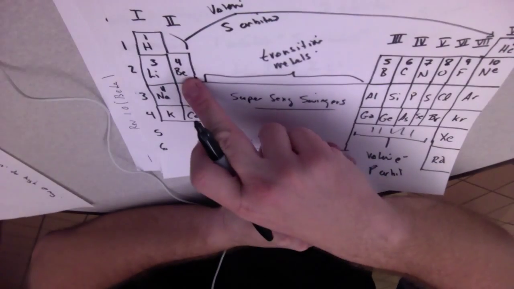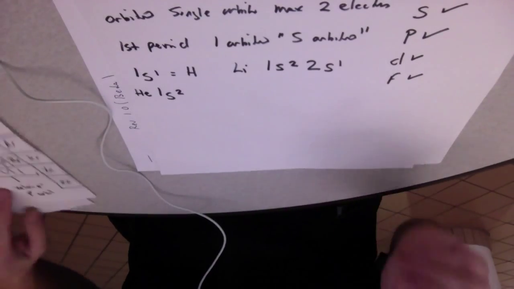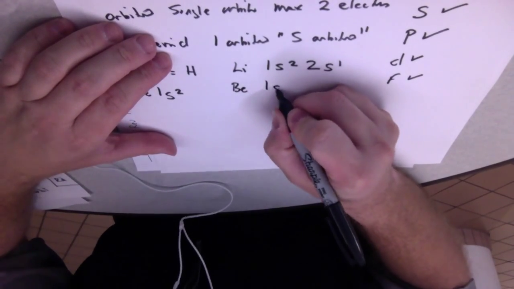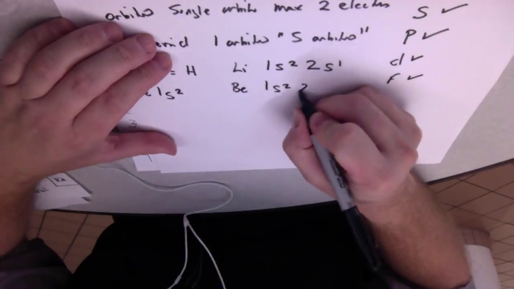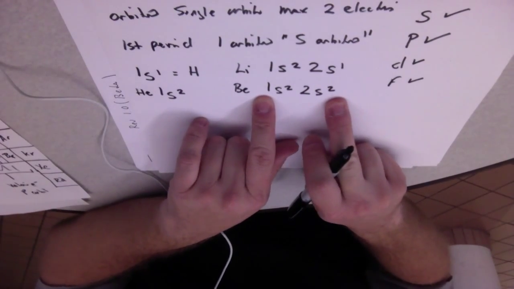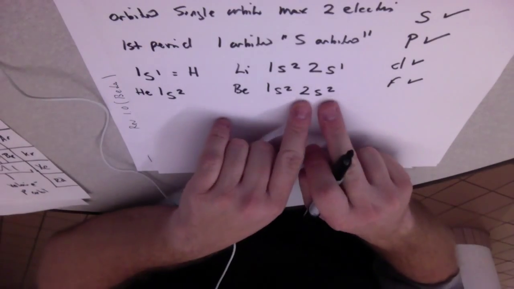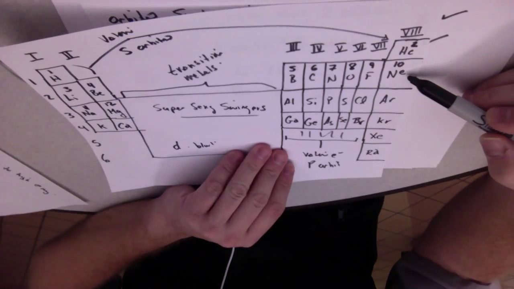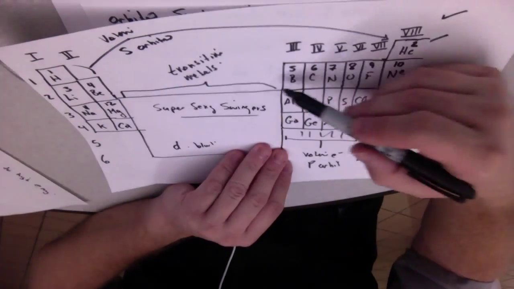If we move on to beryllium here, I have 4 electrons I need to worry about. So I fill up 1s2, 2s2. Okay, so now beryllium is full. The s orbital is full, but remember in the second energy level, I have p orbitals.